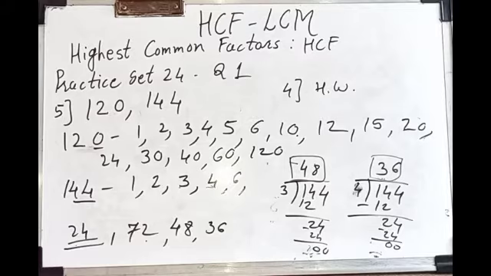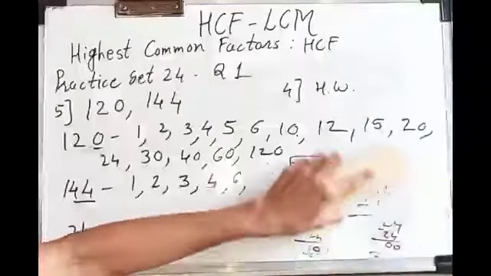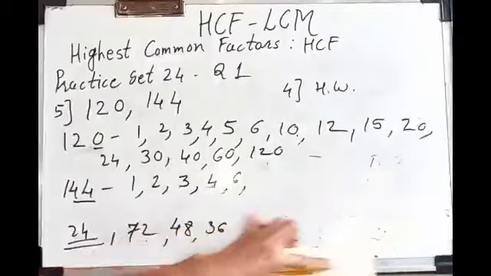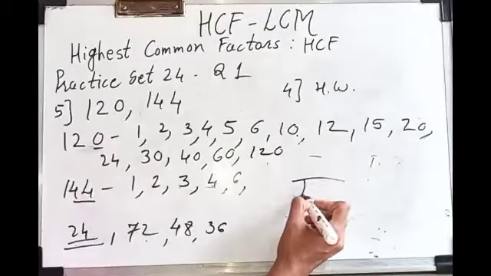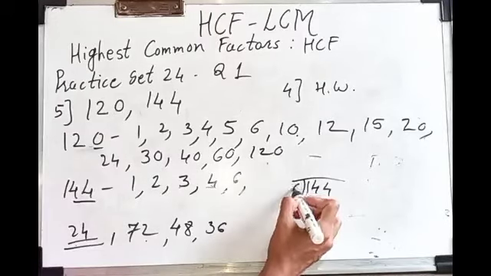Okay, then with 4 I have divided, then 6. If I divide by 6, what will I get? 144 divided by 6.